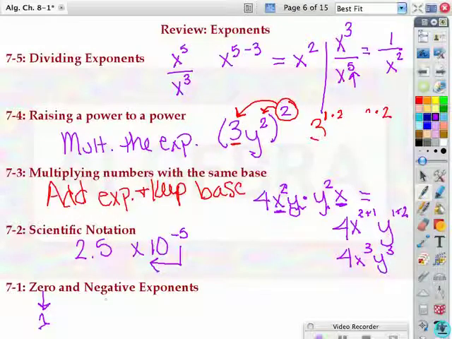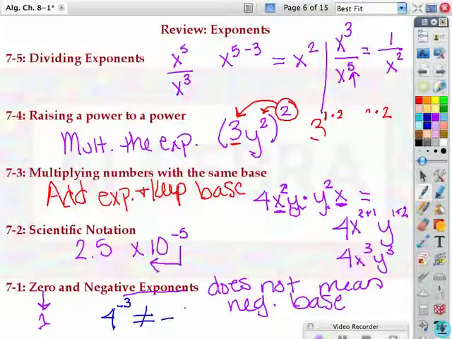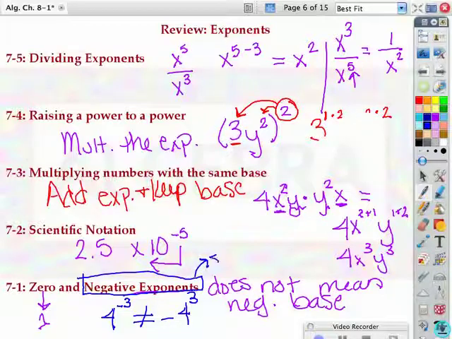And then if you have negative exponents, remember, this does not mean negative base. Okay, we were struggling with that in class today. So if you have 4 to the negative 3rd power, this is not the same as negative 4 to the 3rd. Alright, negative exponent means small number. Alright, so what it does mean is small number.